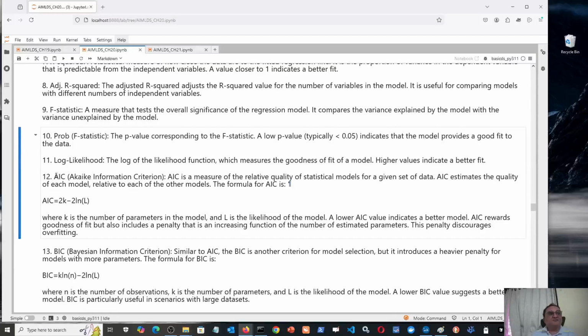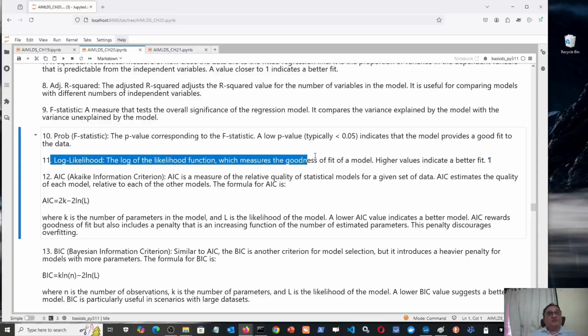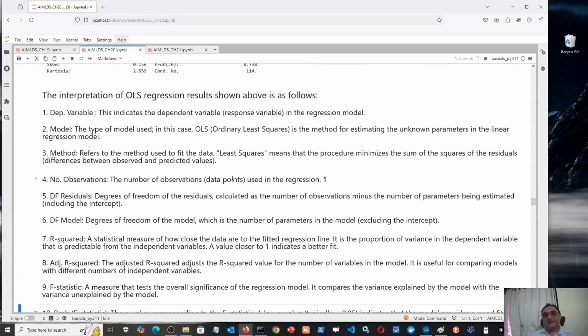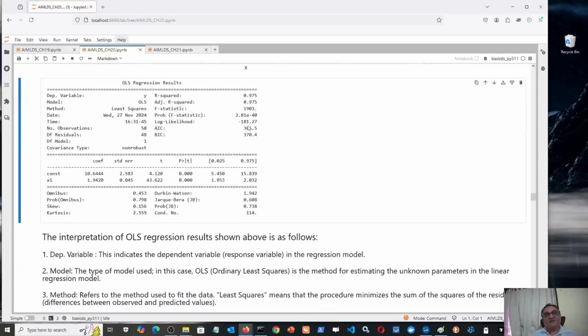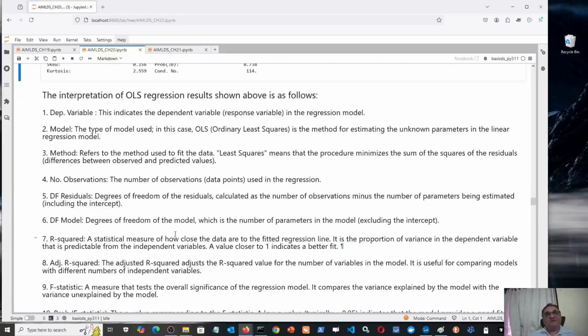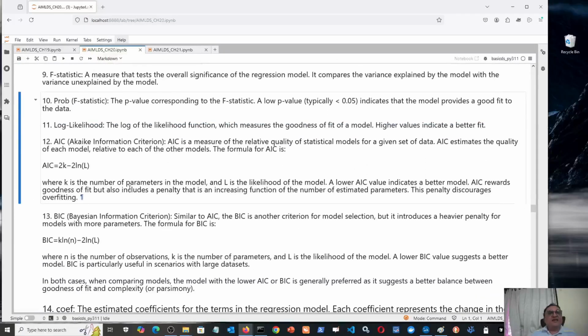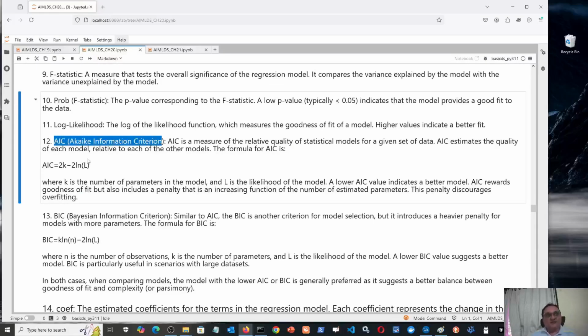Okay, then the log likelihood, which is the log of the likelihood function, measures the goodness of fit of the model, and higher values of log likelihood indicate a better model. So here I am getting a log likelihood of minus 1181.27. Again, the sign is not important, but this seems to be a fairly high value, and that means the model is fitting very well. AIC, or Akaike information criterion, is also a measure of goodness of fit of the model, but its role is different. It is not a measure of goodness of fit in absolute terms, but whenever I have to compare two different models, at that time AIC becomes important.